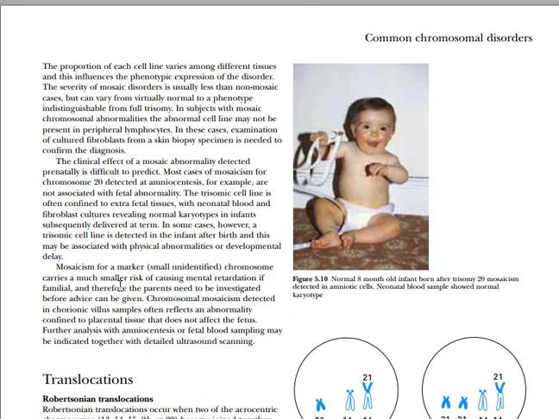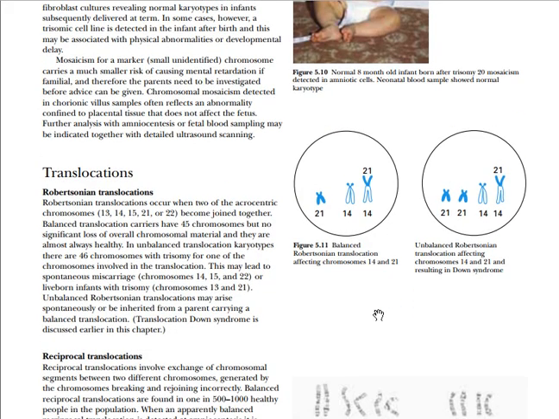So mosaicism for a marker chromosome carries a much smaller risk of causing mental retardation. So if you have mosaicism, your child is going to have a lower risk for mental retardation and others. So this is an example of a trisomy 20 mosaicism defect in the amniotic cells.